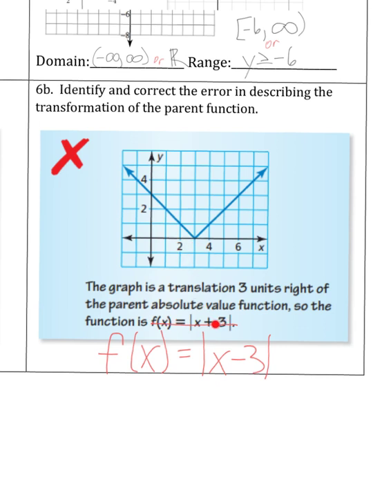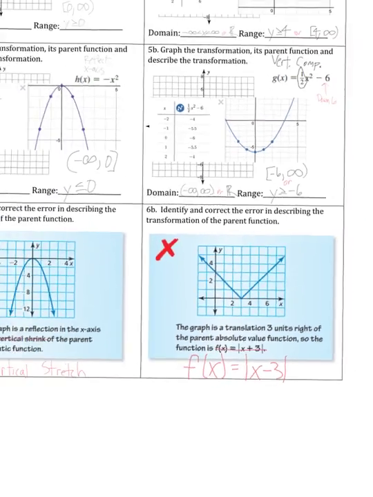No, if you graphed this that they originally had, it would start over here, 3 to the left, because remember, it goes opposite when it's moving left or right. So if you think, oh, it's going to move right, you're going to have to minus 3 on the inside of the function. So that's why I wrote f of x equals the absolute value of x minus 3.